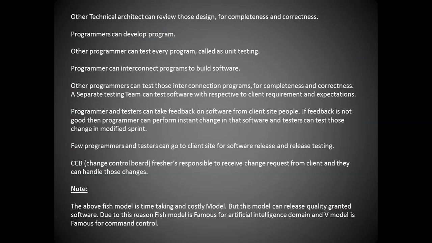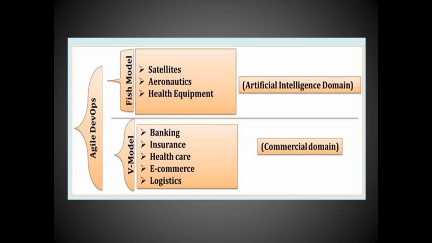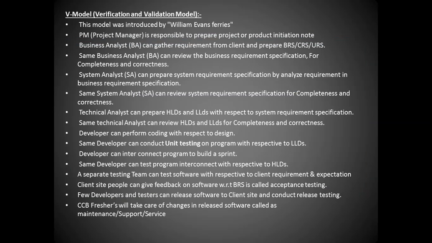Here the note for this fish model is that it is a time-taking and the costliest model, but this model can release quality guaranteed software. Due to this reason, the fish model is famous for the artificial intelligence domain, and the V model is famous for the command control and the commercial domains. Artificial intelligence like satellites, aeronautics and the health equipments. Commercial domains like banking, insurance, healthcare, e-commerce and the logistics.